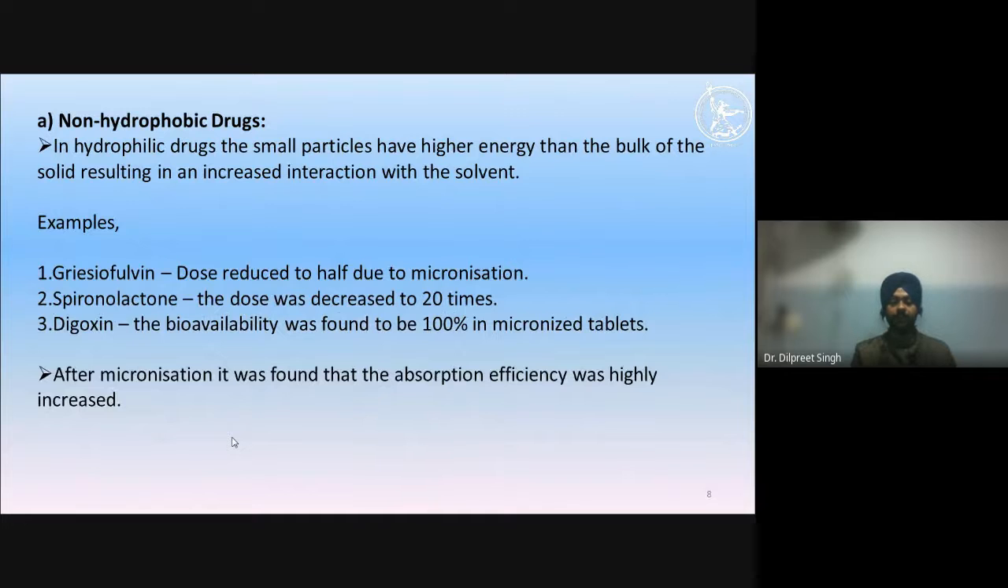So the dose is always kept in reduced form because the oral bioavailability of nanocrystal polymer is always high. So there is no need to increase the dose, which causes toxicity. So half of the dose achieves the maximum safe concentration in the therapeutic window. When we talk about spironolactone, the dose has also been decreased by 20 times. When we talk about digoxin, the oral bioavailability was found to be 100% in micronized tablets. So after micronization, it was found that the absorption efficacy was highly increased as compared to the non-hydrophobic drugs.